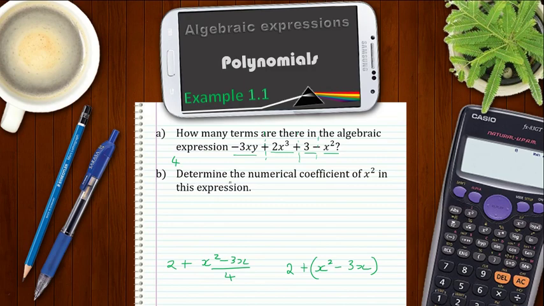Alright, so for B, determine the numerical coefficient of x squared in this expression. Now, coefficient is the number that stands in front of the variable. So if I have x squared, my x squared lies over here. And the number that's in front of x squared is 1. If there's no number, it's always automatically 1. So my coefficient is this number over here. So the sign is very important. So my coefficient will then be minus 1.